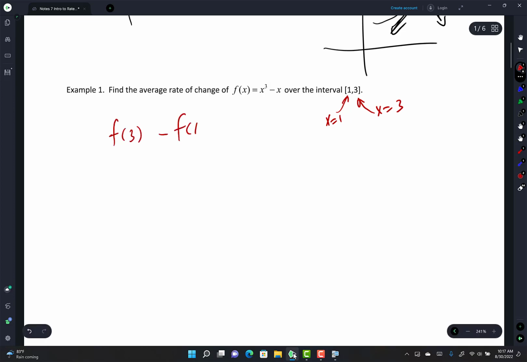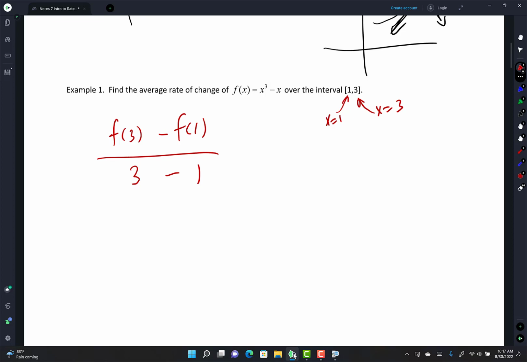F of 3 minus f of 1 divided by 3 minus 1. You guys have been doing that since what grade? At least, I would say 7th, maybe 8th. Pre-algebra, maybe algebra 1. So here we go.